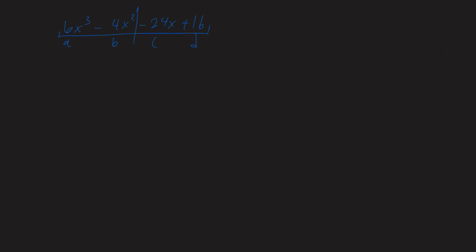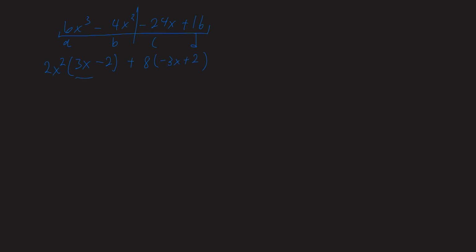We'll consider this side. What's the greatest common factor on the left side? That would be a 2x squared. So if I factor out a 2x squared, what am I going to be left with? I'm going to be left with a 3x minus 2. And let me consider my right side now. If I factor out a number 8, then I'm going to be left with negative 3x plus 2.